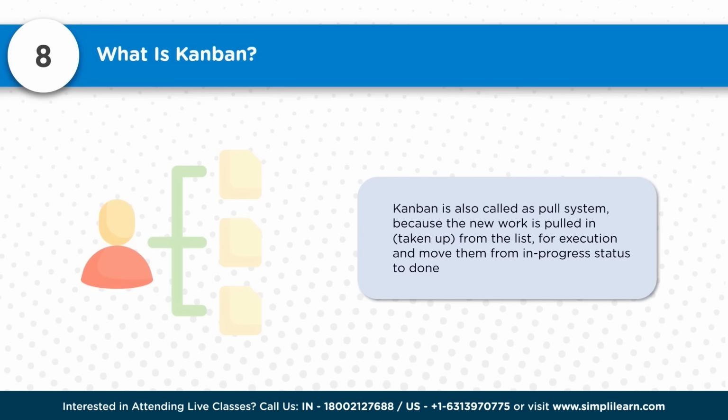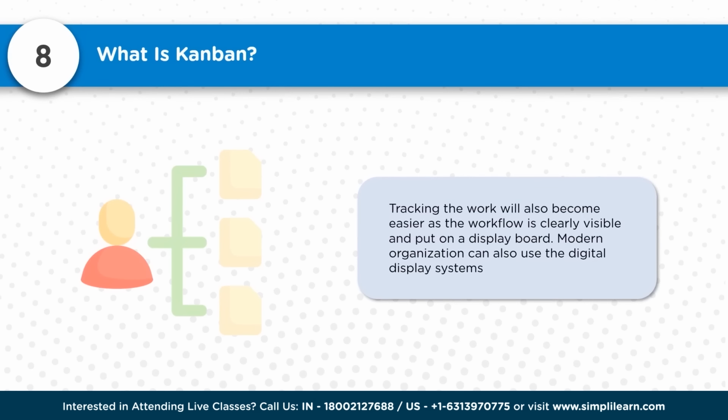Since Kanban is a visual system, it also makes people more conscious about what is pending against them and what work is pulled, which is also visible. So there is no reason for anyone to say that I did not do this because of XYZ reasons. Since it is visible, it is my job. Since I pulled that task, it is my ownership to complete it. That discipline comes into place. Tracking the work also becomes easier as the workflow is clearly visible and put on the display board.